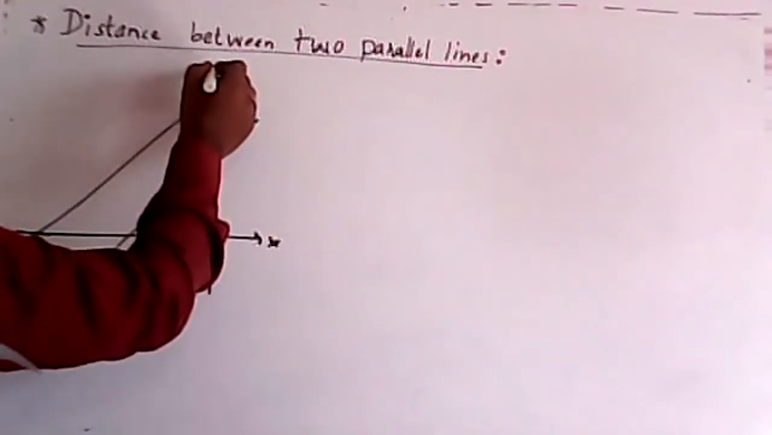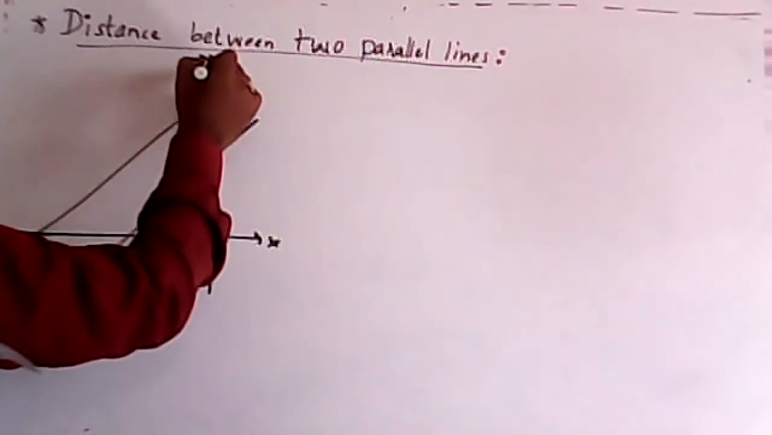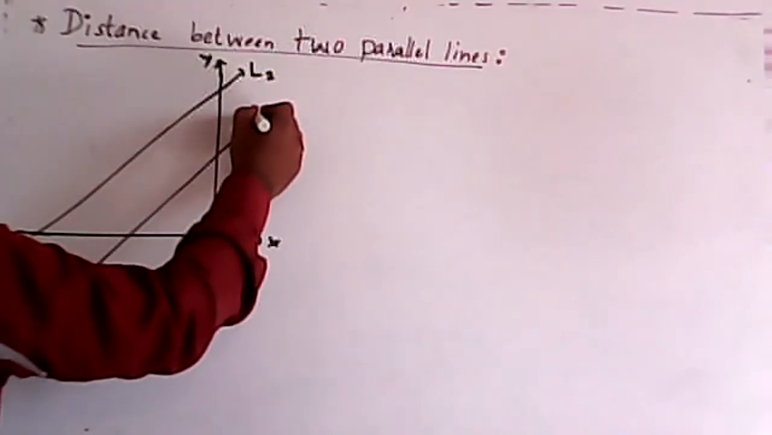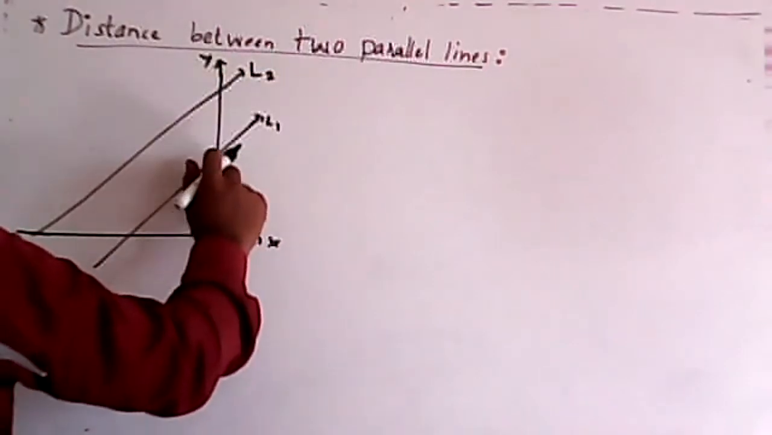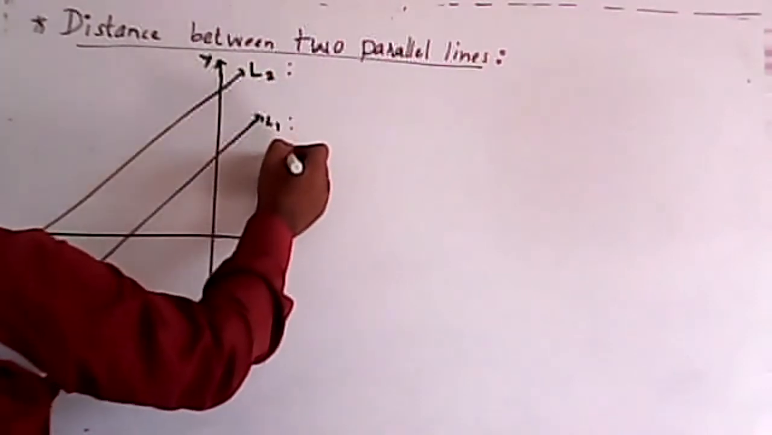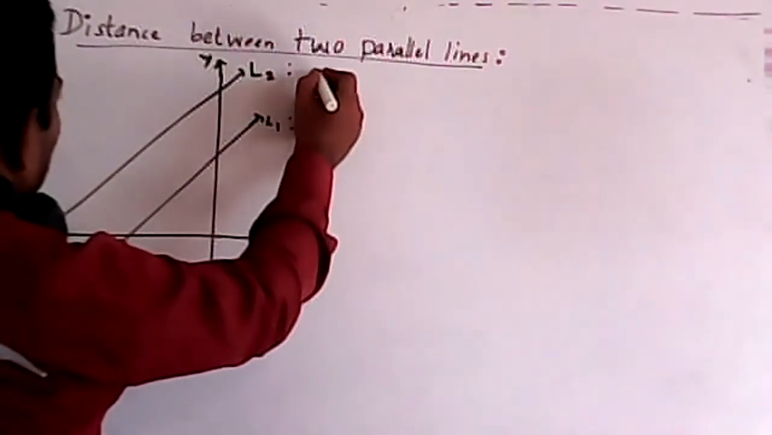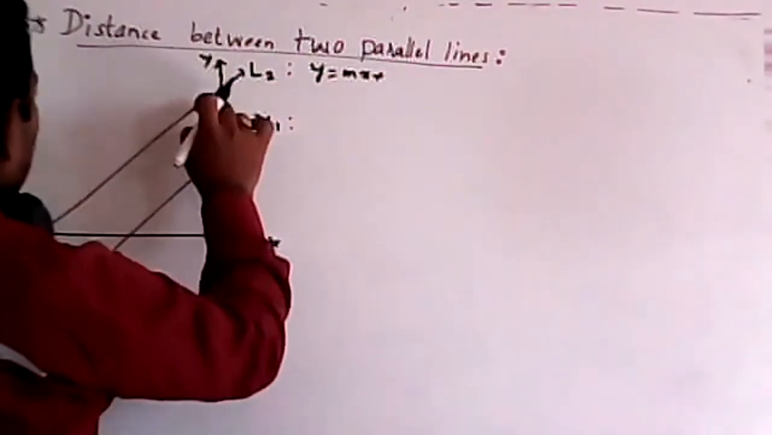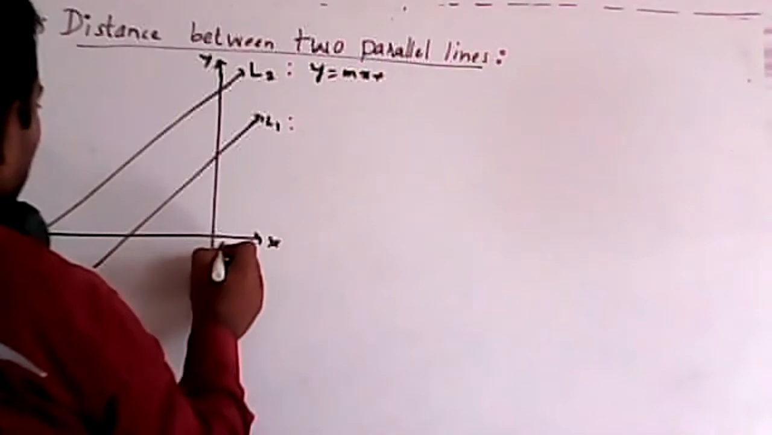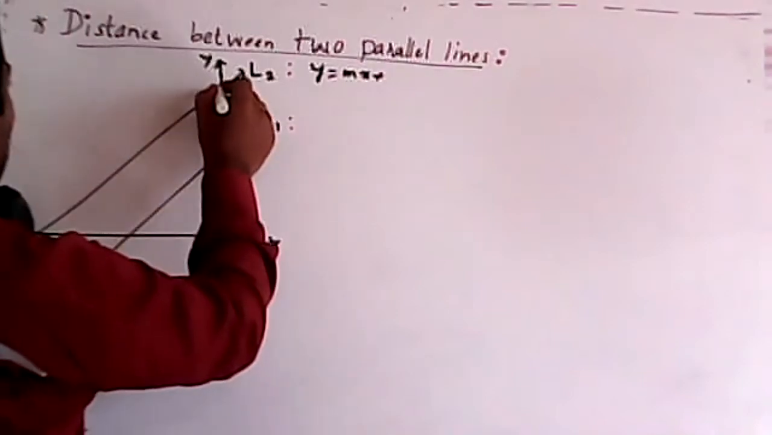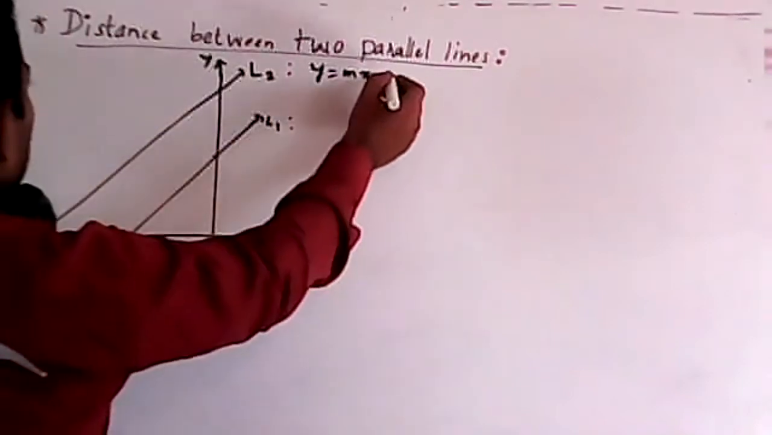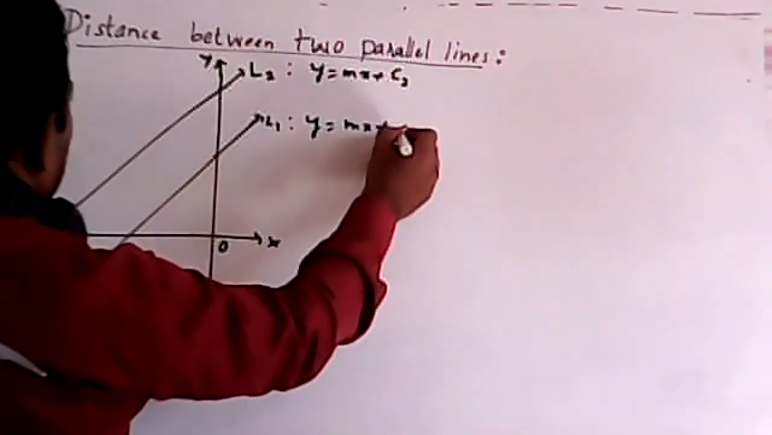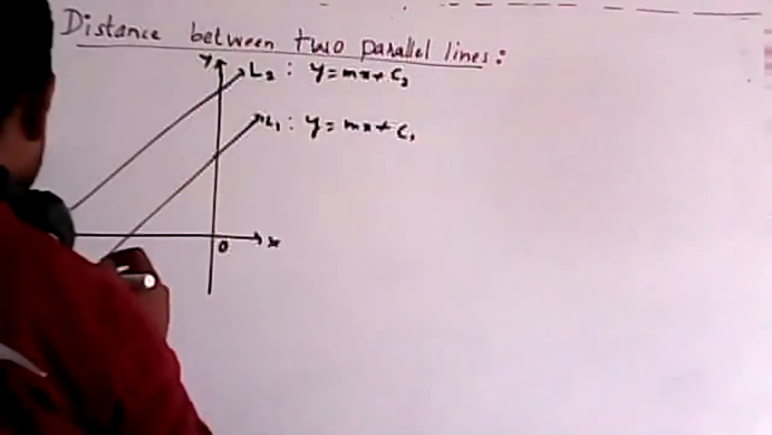This is the x-axis, y-axis. It's line 2. This we will call line 1. Let me give this line as y is equal to mx plus, say up to here. Here it has a y-intercept from O to this point, say C2, and then here y is equal to mx plus C1. Only C1 and C2 are changed.